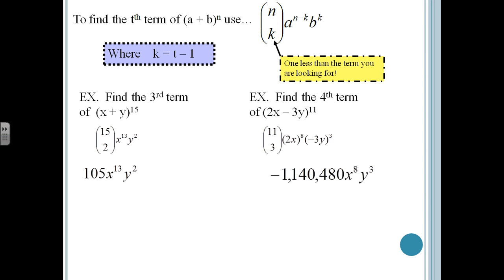Okay, so that's it. That's enough for you guys to be able to do all those problems in this section. Hopefully it's not too bad, and good luck.